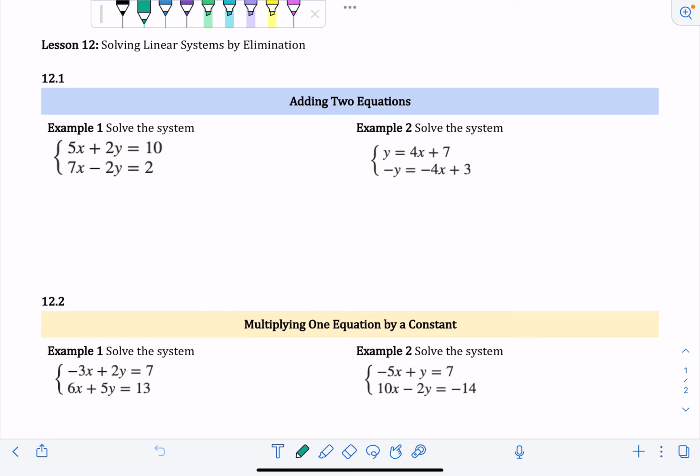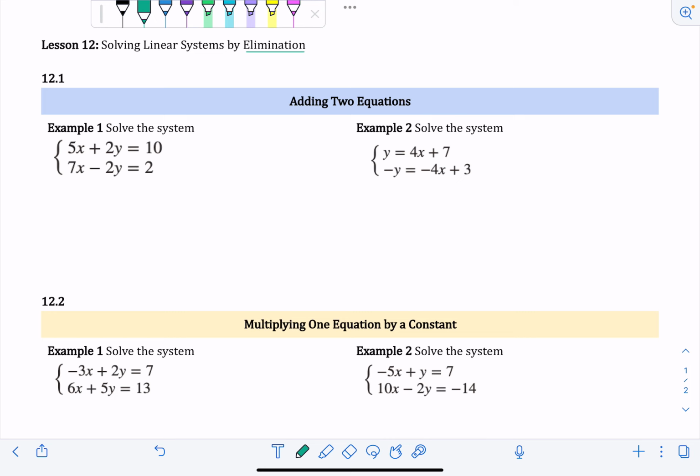Lesson 12 is solving linear systems by elimination. We've learned so far how to solve by graphing. That's when you graph the two lines and look for their intersection point. We've also learned the substitution method, which is when you substitute one equation into the other to solve for your variables. And then with elimination, our goal is to eliminate a variable in order to solve for the remaining one.